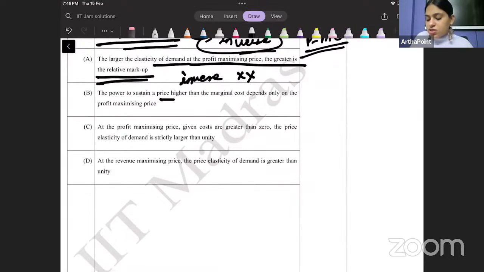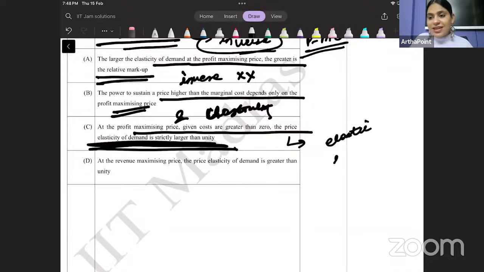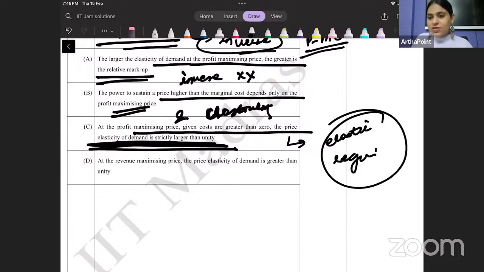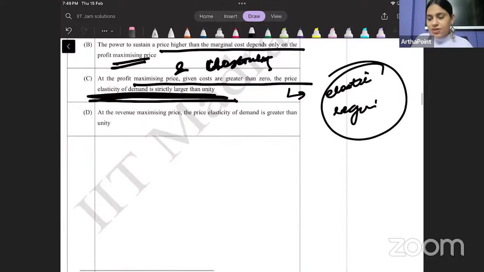Then, the power to sustain a price higher than marginal cost depends on the profit maximizing price. It depends on elasticity also. At the profit maximizing price, given costs are greater than 0, price elasticity of demand is strictly larger than unity. So this is saying that the monopolist works in the elastic region. The monopolist always works in the elastic region and does not work in the inelastic region. So I have given you the hint. We know this thing about where the monopolist works. Does it work always in the elastic region or not? So I think you have got the correct answer.